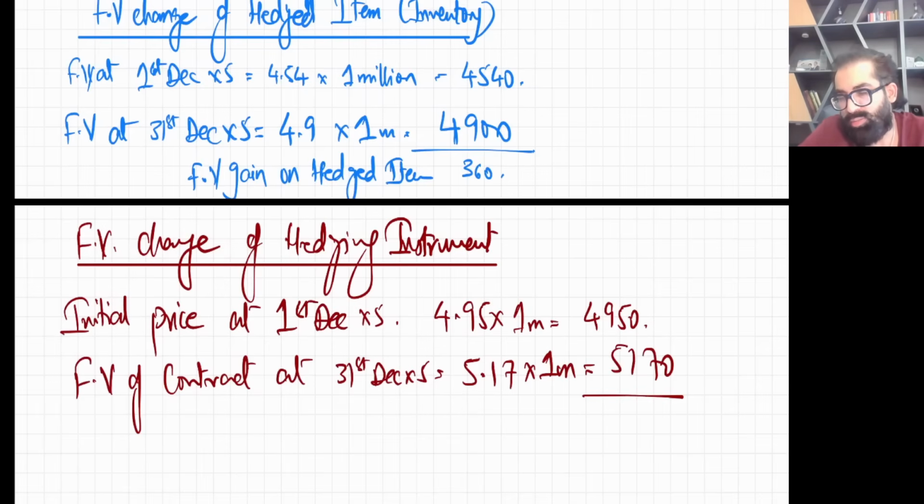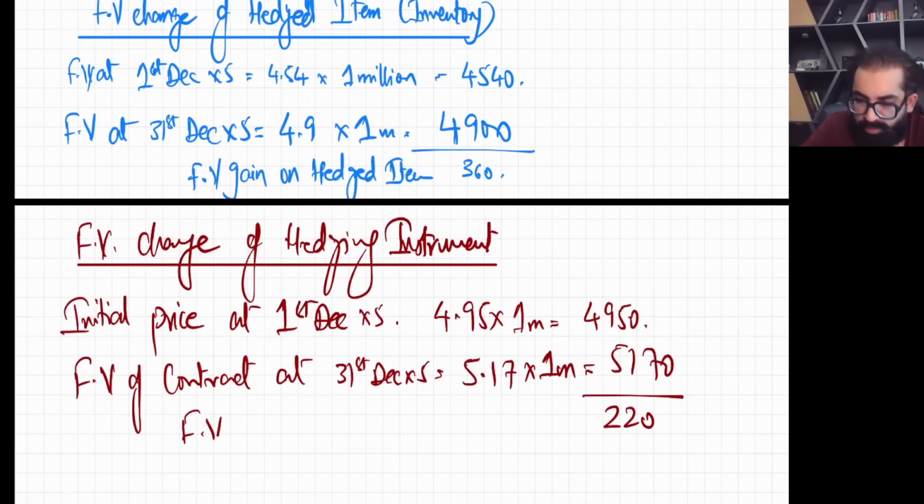So how much is the loss? It's 220. Fair value loss. Why is it a loss? Because we promised to give somebody at the 4.95 price, but now the price has increased, so still we have to give at the low price, so it's a loss.